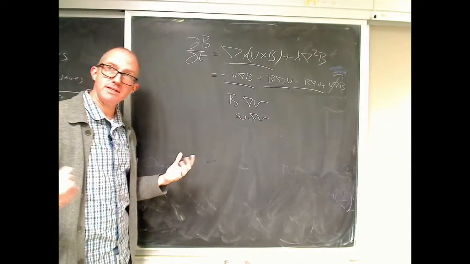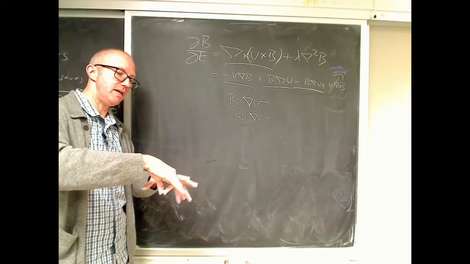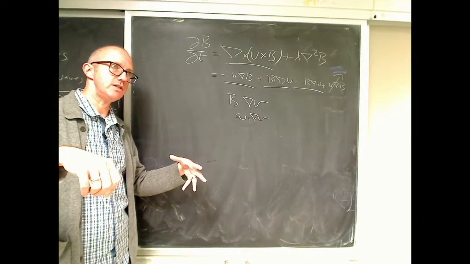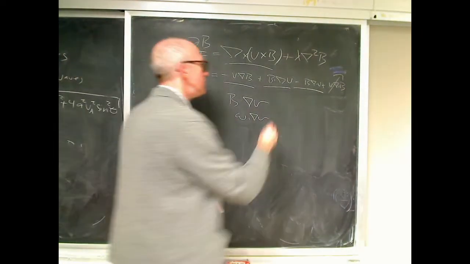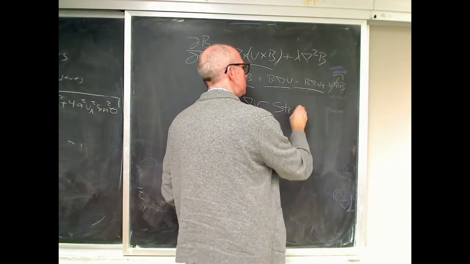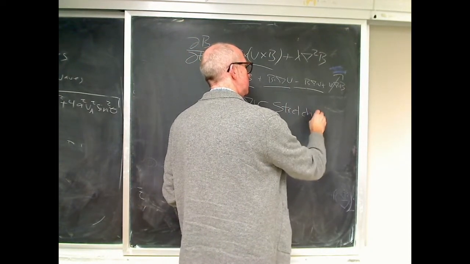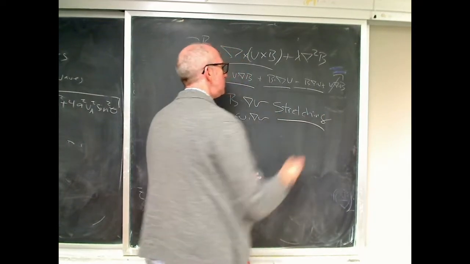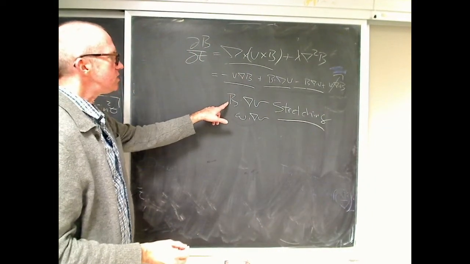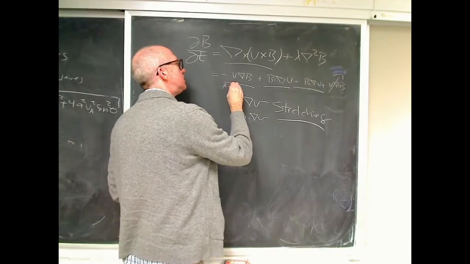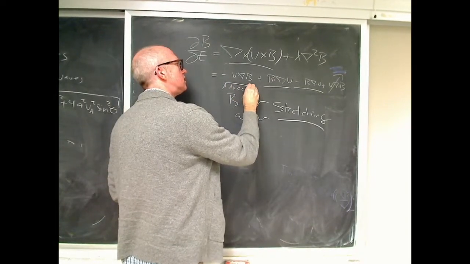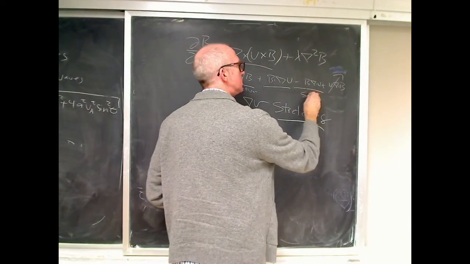And as we said, things tend to move apart, so any material line tends to get stretched out. So this is stretching of the magnetic field. So this term is stretching. This one is advection. And this one is squishing.